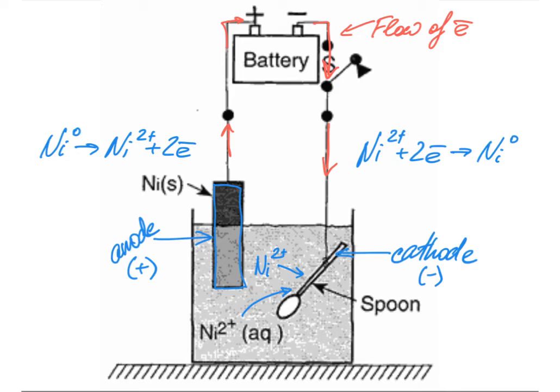Positively charged ions will be attracted to a negatively charged cathode, and negatively charged ions will be attracted to the positively charged electrode of nickel. Atoms of nickel are getting oxidized. Ions of nickel are getting reduced.